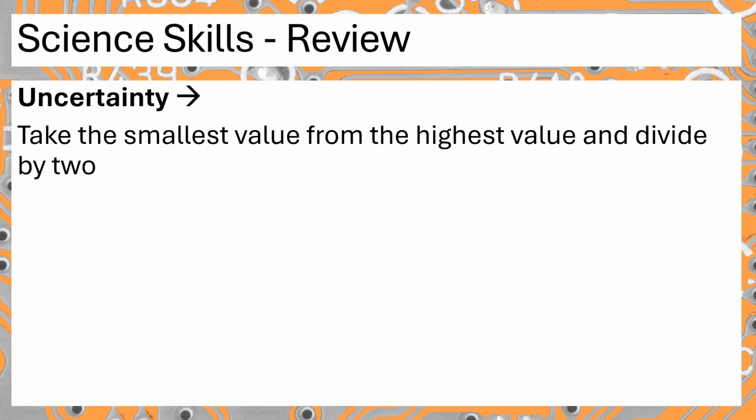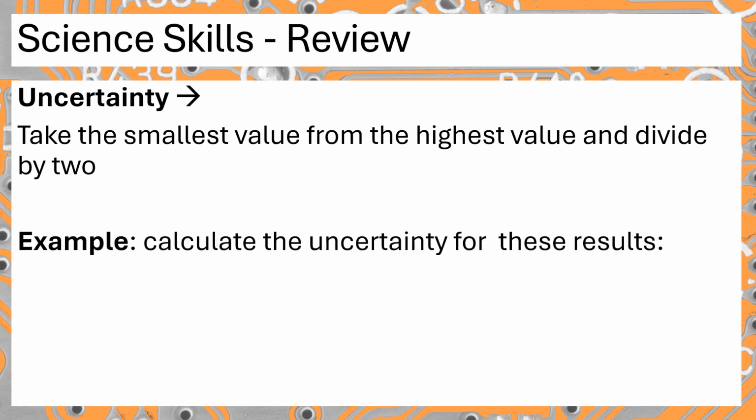Something that may be a bit new to you is how we calculate uncertainty. And this gives us an idea as to how close to the mean value our results are going to be. And to calculate uncertainty, we take the smallest value in our results from the highest value. That's after we've repeated it. So we do a number of tests, we repeat it, we take the smallest value from the highest value, and we divide what we've got by 2. So let's have an example.